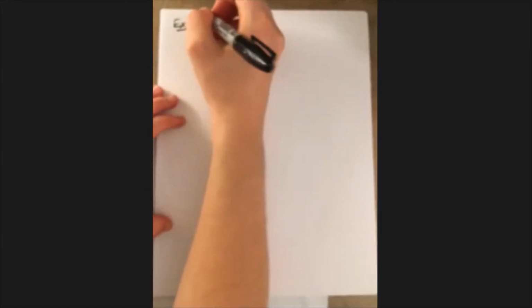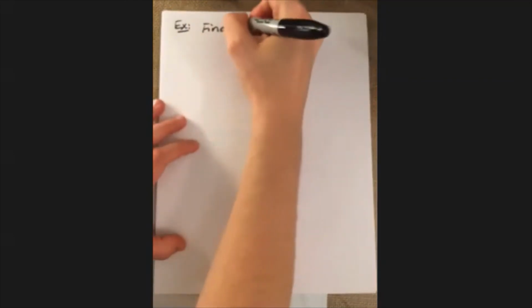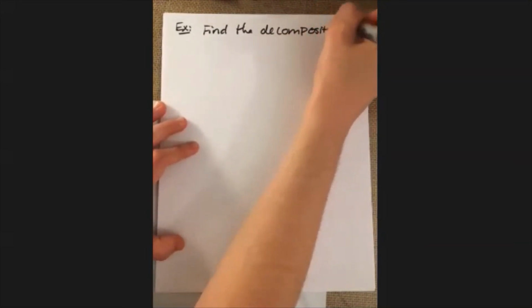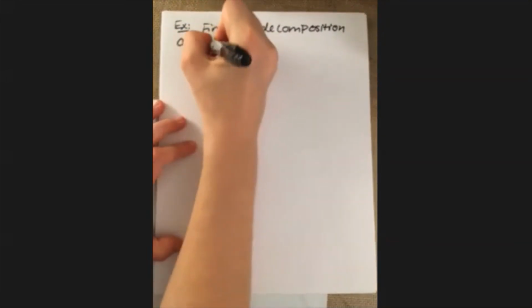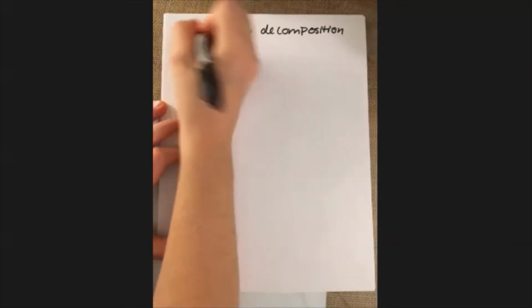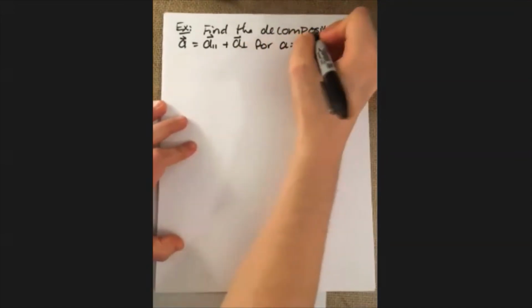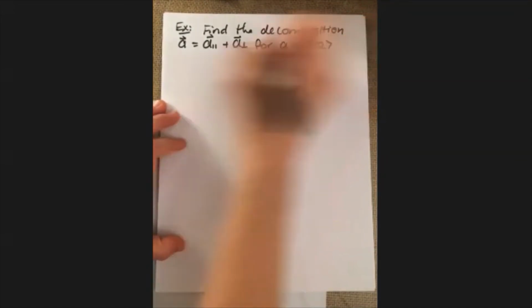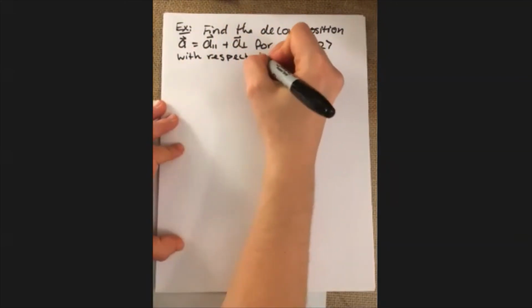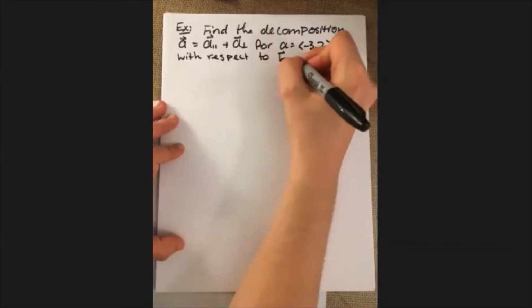So in this example, we're going to use the vector projection this time instead of the scalar projection to be able to find an orthogonal decomposition. So specifically, we're going to find the decomposition A equals A parallel plus A perp for A equals -3, 2. And we're going to do this with respect to B equals 4, 1.